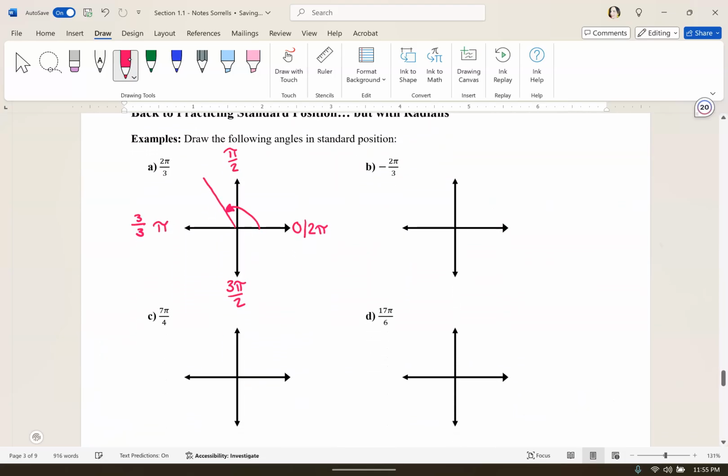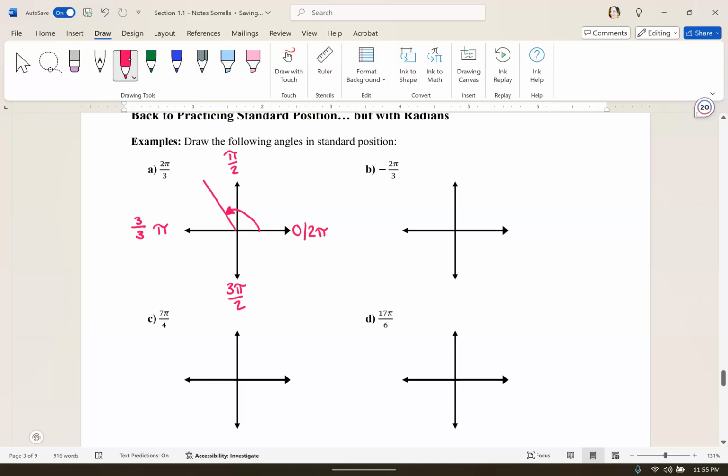Okay. So therefore, if you look at B, that means we have to go the opposite direction. So again, like last time, I can change these to negatives. So negative pi over 2 here, negative pi, and negative 3 pi over 2. But the cool thing is if this one is in quadrant 2, then I know that this one's going to be in quadrant 3. Okay.